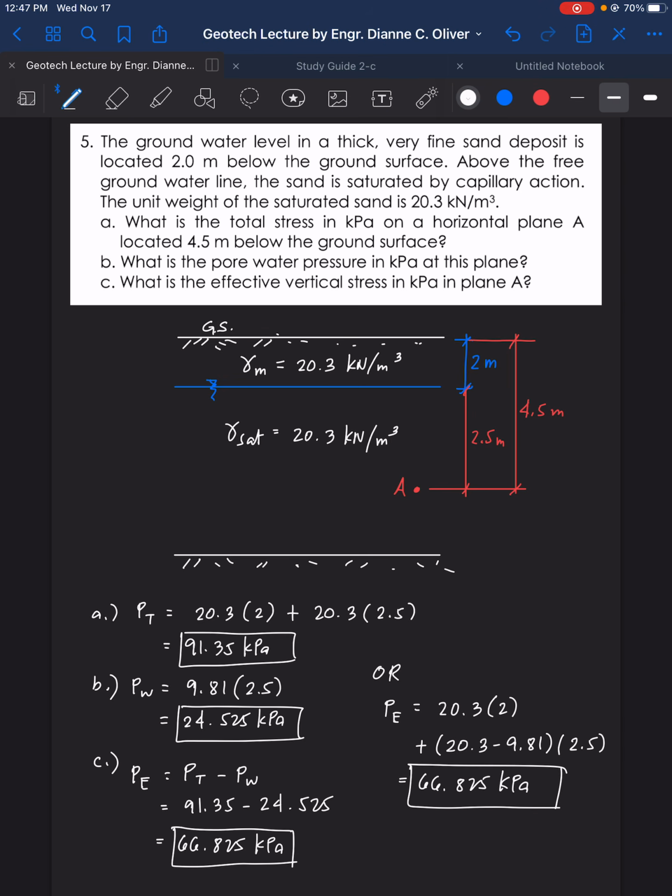We cannot solve for gamma M here because there is no e, there is no G. But it says there it is saturated by capillary action and the saturation of sand is 20.3. Right? So that's for number 5. Okay, so that's all for this video, and stay tuned for parts 2 and 3 for the topic soil stresses or stresses in soil.